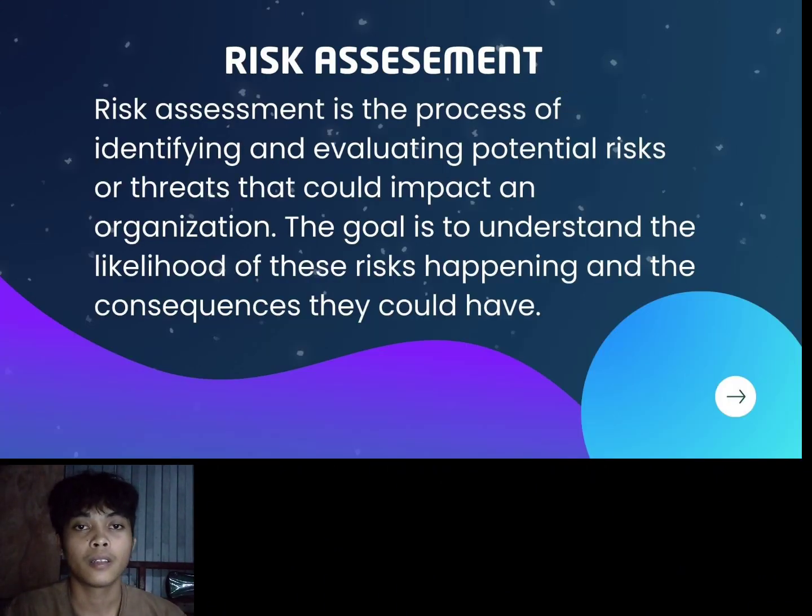Risk assessment. Risk assessment is the process of identifying and evaluating potential risks or threats that could impact an organization. The goal is to understand the likelihood of these risks happening and the consequences they could have. In short, it is the process of identifying and evaluating potential risks that could affect an organization, aiming to understand both the likelihood of these risks occurring and their potential impact.